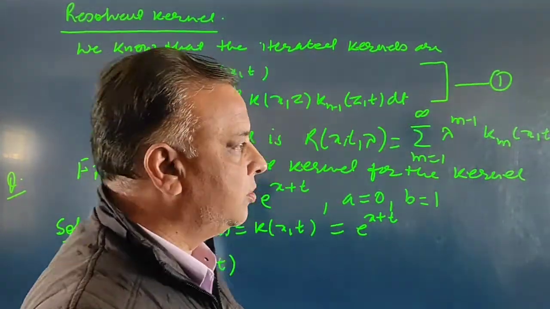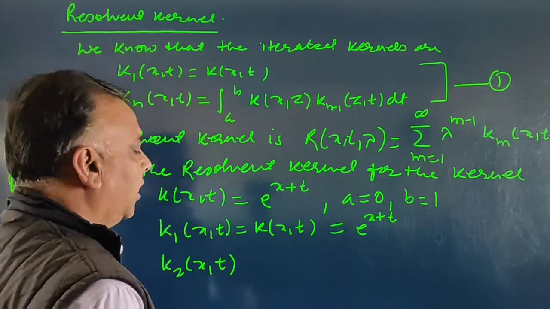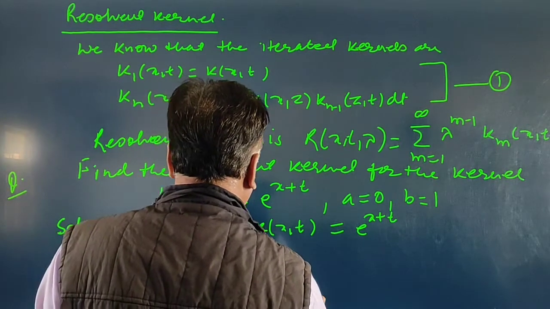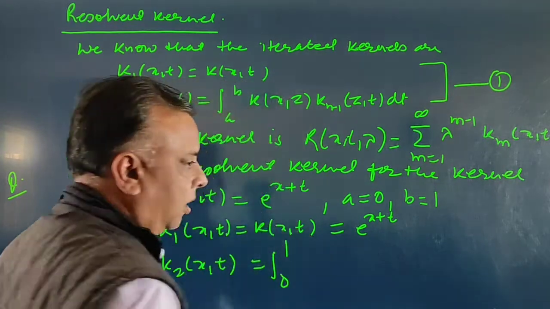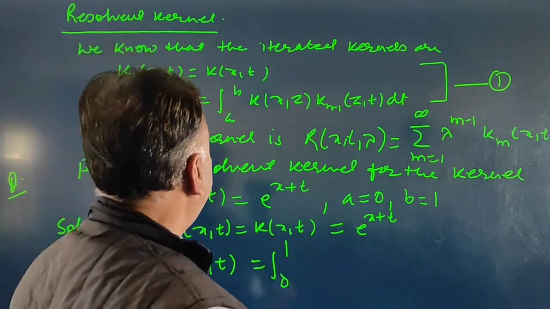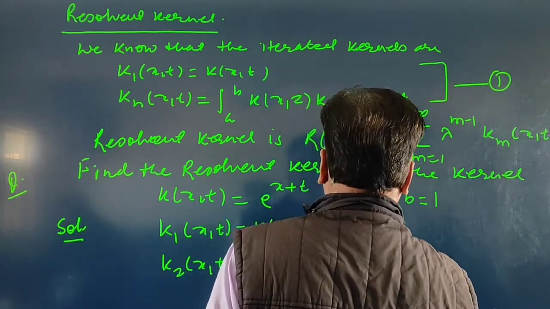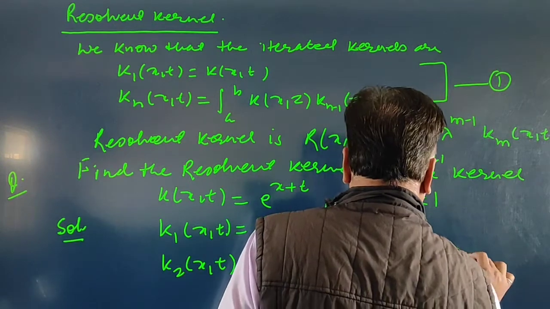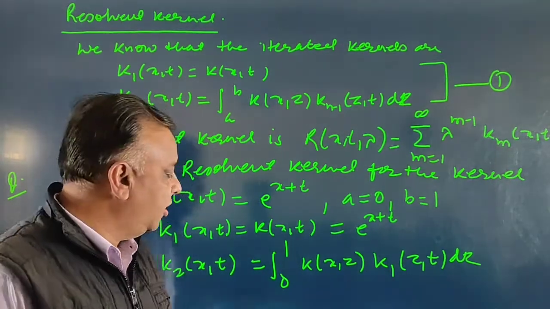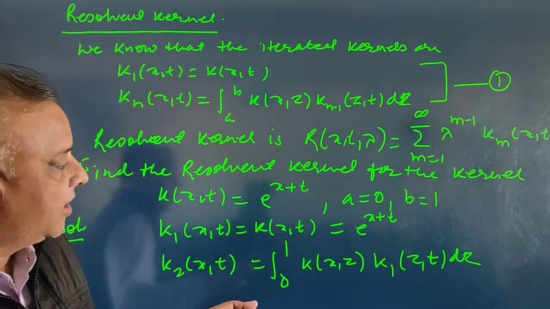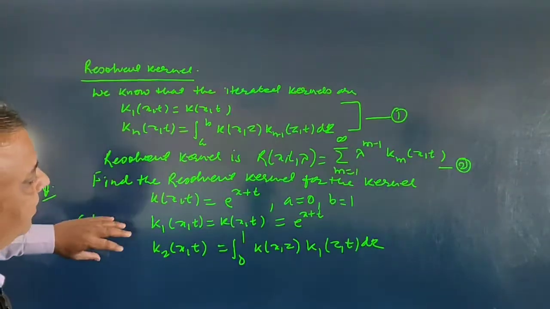This K2(x,t) is equal to, if you put n equal to 2 in equation first, then K2(x,t) is equal to the integral from a to b, where the limits are 0 to 1, of K(x,z) K1(z,t) dz. So the second iterated kernel K2(x,t) is the integral from 0 to 1 of K(x,z) K1(z,t) dz. Now put the values of K(x,z) and K1(z,t).